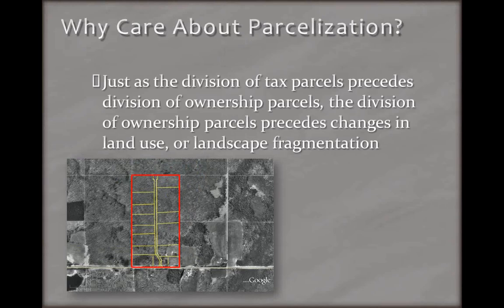I want to point this out. Just as the division of tax parcels precedes the division of ownership parcels, the division of ownership parcels precedes changes in land use or landscape fragmentation. In this example here on the screen, the red boundary highlights an ownership tract. So one owner owns that, I believe about 20 acres. And the yellow lines are highlighting tax parcels. And so as the statement says, the division of tax parcels precedes the division of ownership parcels.